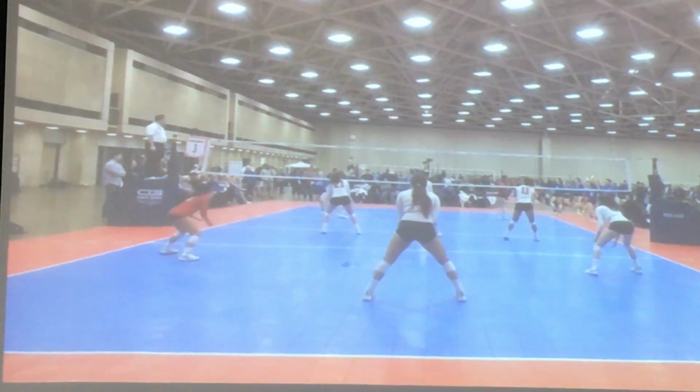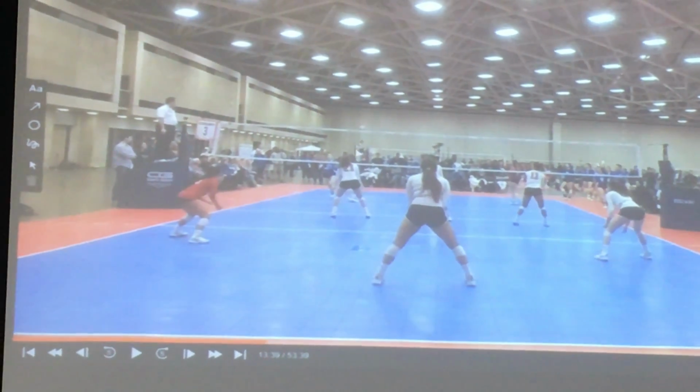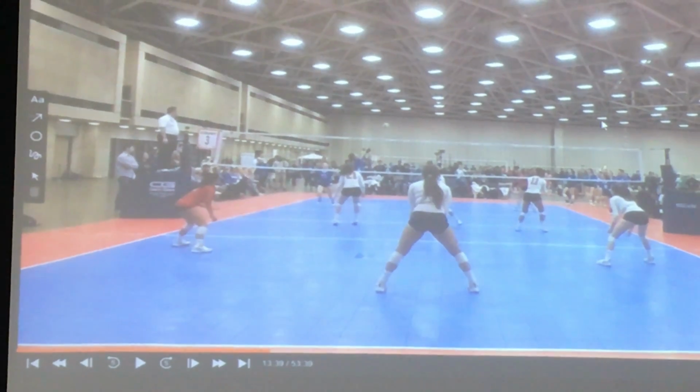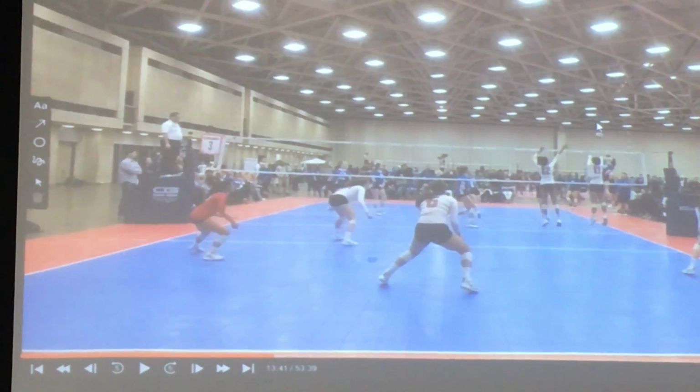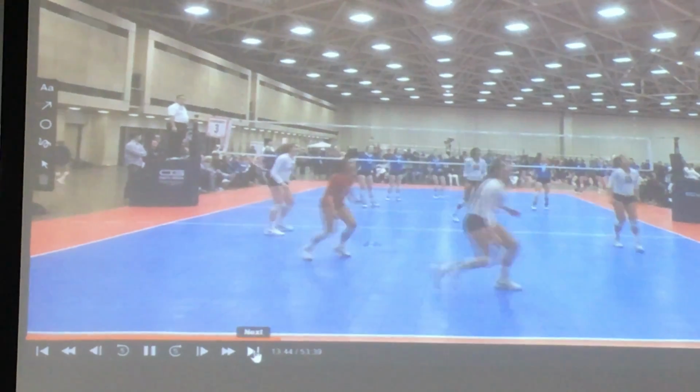Is it over? No, it's not. Okay. Where is she setting? Forward. Good extension. It's probably going to go pretty far, huh? Right where my arms are. Bummer. We didn't get the ball.